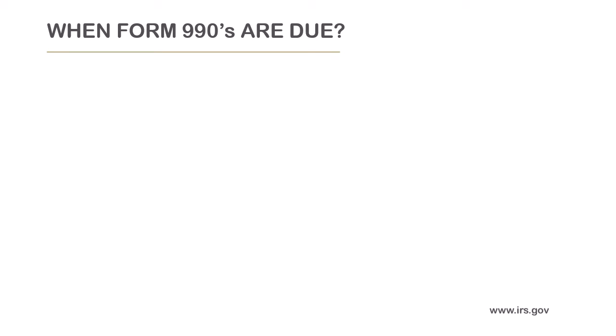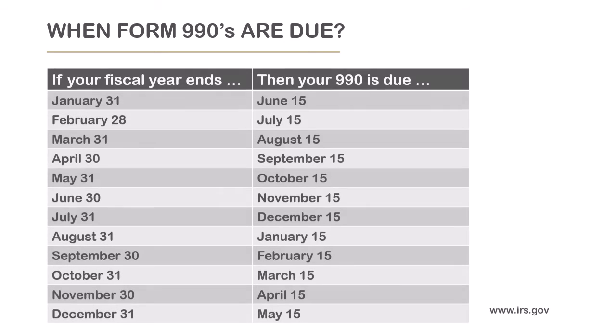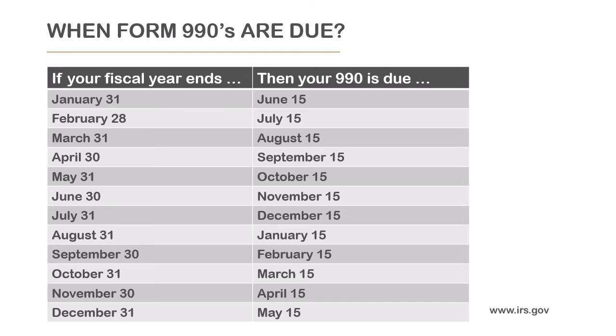When are the Form 990s due? When do you turn them in to the IRS? The Form 990s are due based on when your fiscal year ends. Remember this. This is a rule of thumb. Your Form 990 is due 5 months and 15 days after your fiscal year ends.